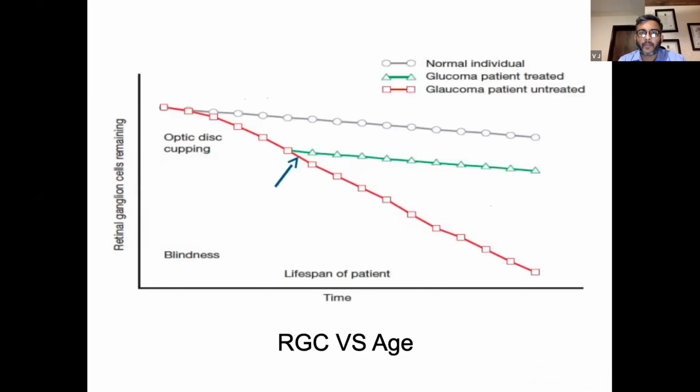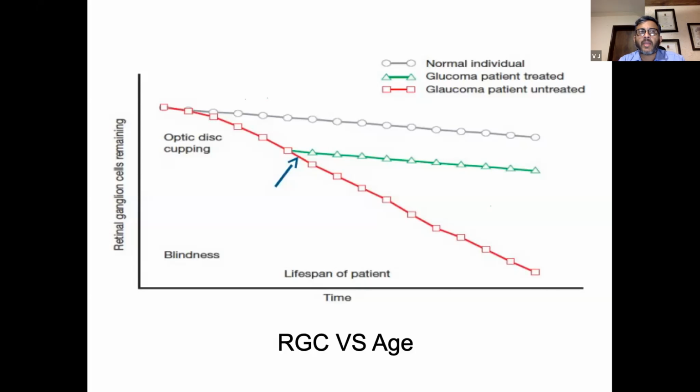Therefore, this concept of target intraocular pressure, what intraocular pressure we as physicians should choose for a given patient, is very important. Here you have retinal ganglion cells which are lost in glaucoma versus age. The small gray graph on top is the normal slow loss of retinal ganglion cells, whereas the red graph is a patient with glaucoma who is untreated. With treatment, you're trying to modify this downward curve so that it does not touch the baseline, that is loss of most ganglion cells, so that the patient has good vision through his or her lifetime.